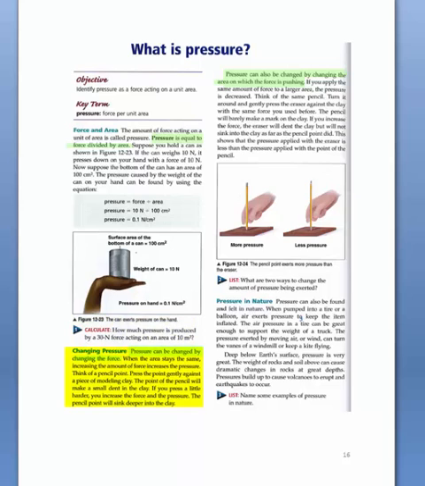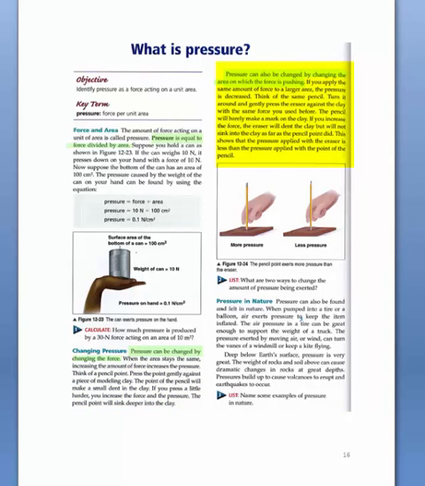Changing pressure. Pressure can be changed by changing the force. When the area stays the same, increasing the amount of force increases the pressure. Think of a pencil point. Press the point gently against a piece of modeling clay. The point of the pencil will make a small dent in the clay. If you press a little harder, you increase the force and the pressure. The pencil point will sink deeper into the clay.